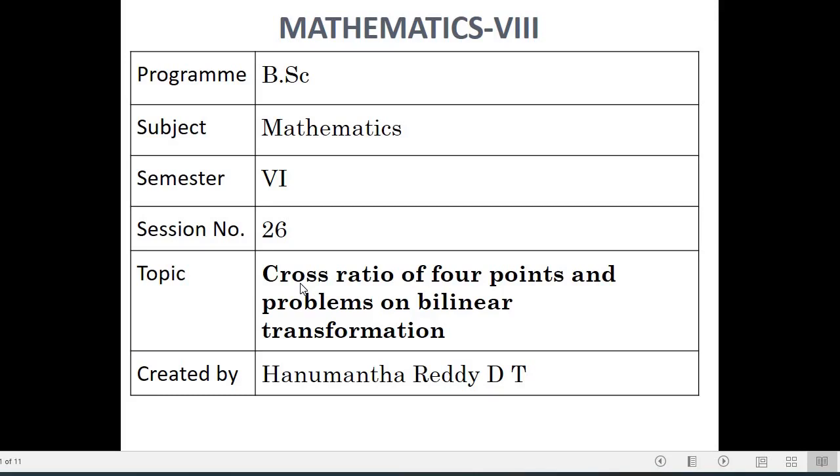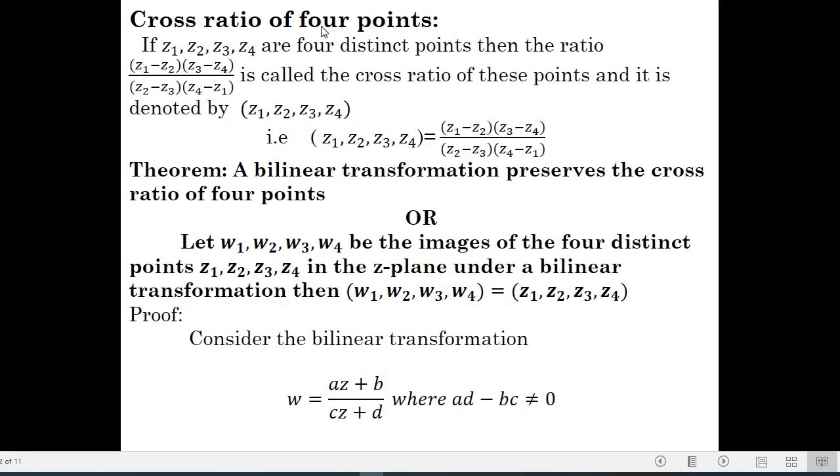In this session, we discuss cross ratio of 4 points and problems on bilinear transformation. So first, we define cross ratio of 4 points. If Z1, Z2, Z3, Z4 are 4 distinct points, then the ratio Z1 minus Z2 into Z3 minus Z4 divided by Z2 minus Z3 into Z4 minus Z1 is called the cross ratio of 4 points, and it is denoted by Z1, Z2, Z3, Z4 within the brackets.